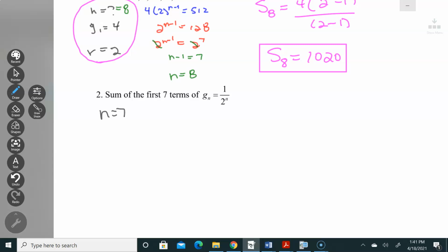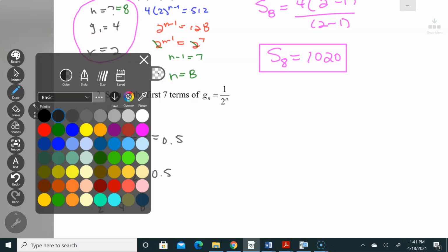Well, n is equal to 7 because it's given to you. The first term, well, let's plug in 1, and I get 1/2. I think I'm going to use 0.5 just because it's easier to type into the calculator. And my R value, the first term would be 1/2, the second term would be 1/4, the next term would be 1/8. I think I'm always multiplying by 1/2. So again, I'm going to use 0.5 as my R value.